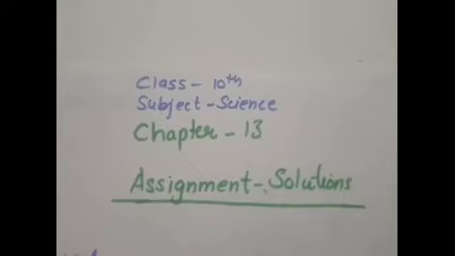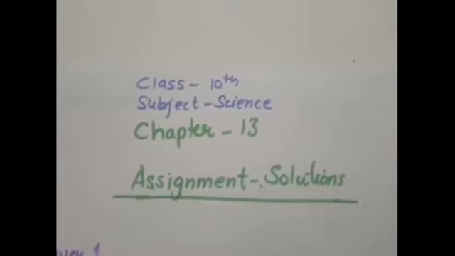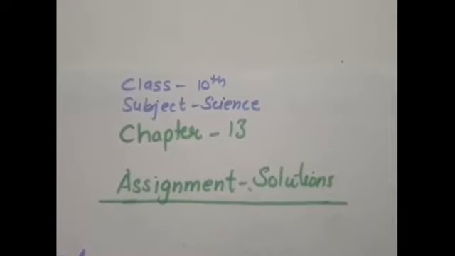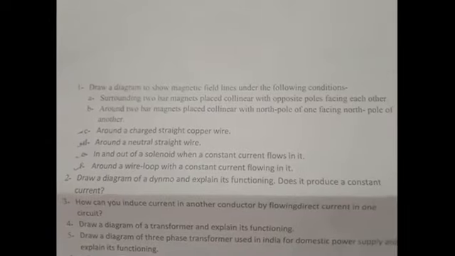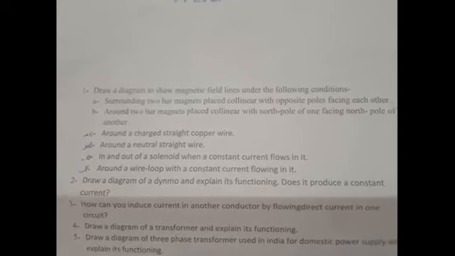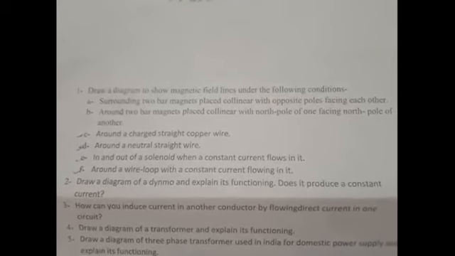This video is for class 10th, subject science, chapter number 13, and this is regarding assignment solutions. The first question of the assignment was: draw a diagram to show magnetic field lines under the following conditions.